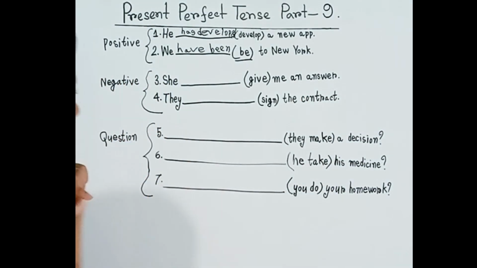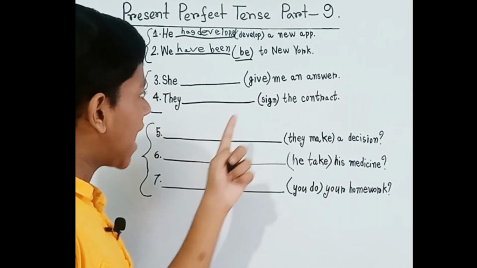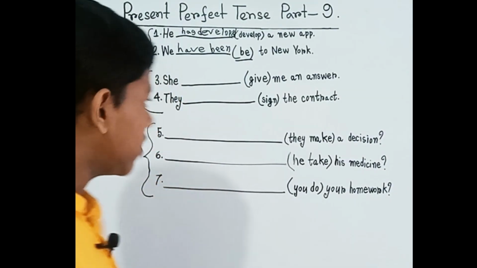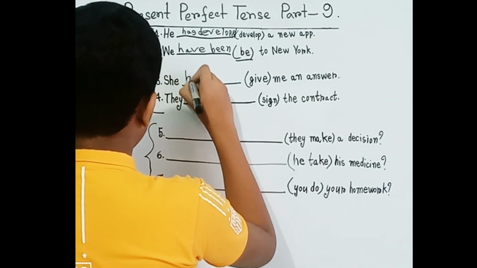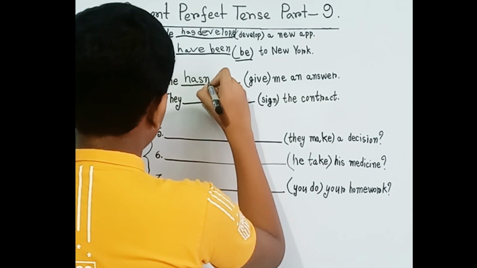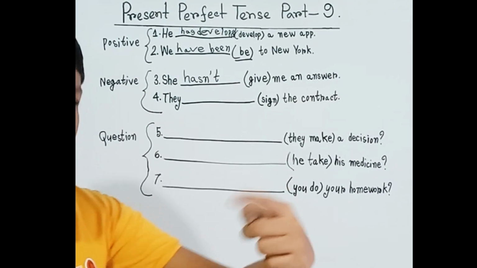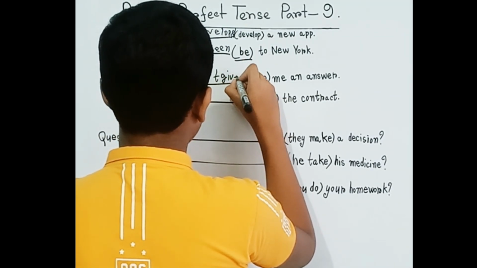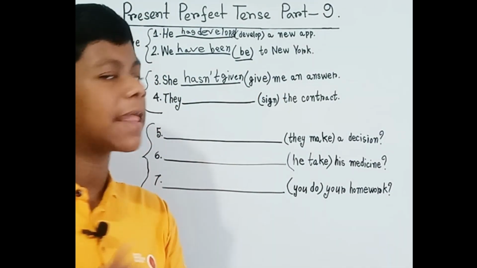The next is negative. Now our main task is to transform it into the negative. She blank give me an answer. How can we make it negative? We can say she hasn't. Here our verb is give, gave, given. Okay, she hasn't given me an answer.